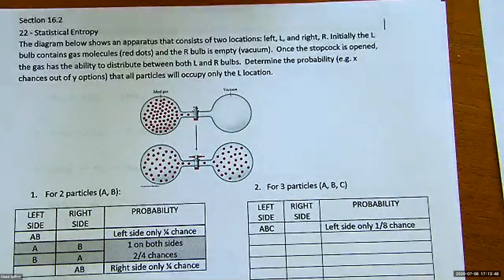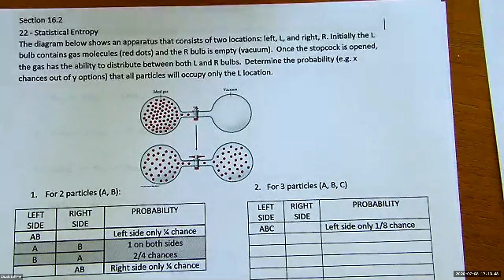So what does it look like? Because we have an odd number of particles, they're never going to be equally distributed, but it looks like the probability of having 2 particles on the left and 1 on the right is 3 in 8. So I'll fill that in there. 2 on the left, 1 on the right is 3 in 8.